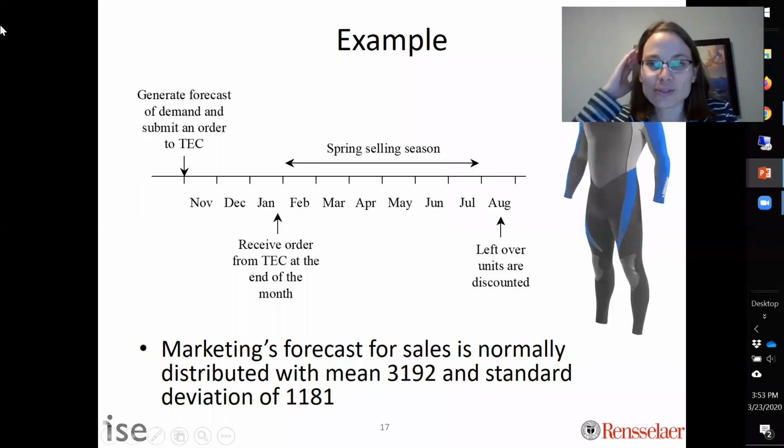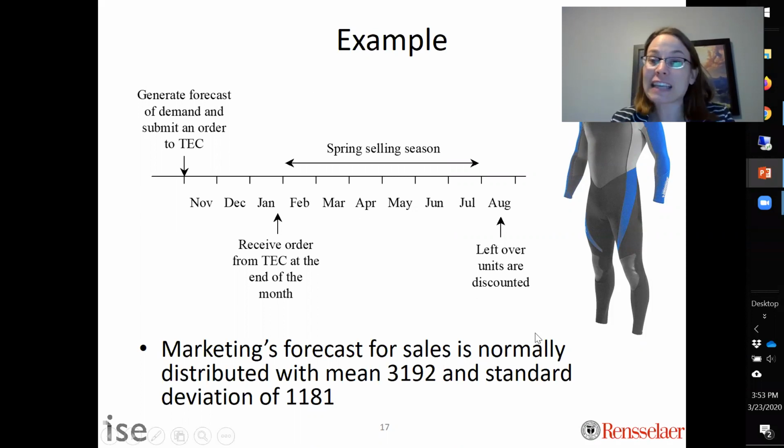So let's do a newsvendor example. A good example of when the newsvendor makes a lot of sense is to think about you run a store that sells different wetsuits, but it's only open during the spring selling season.